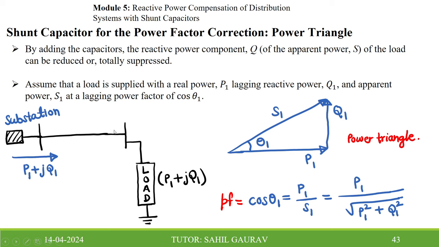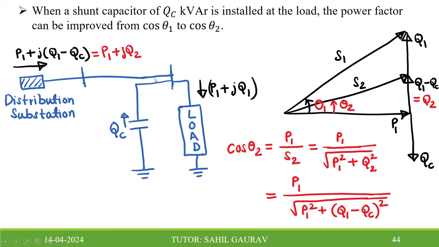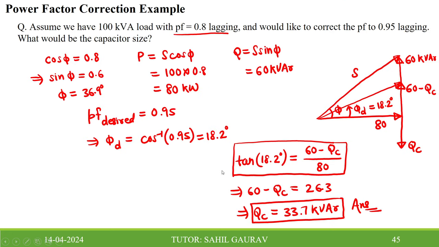Now we are moving to the next module, that is reactive power compensation of distribution systems with shunt capacitors. I think you are well familiar with this type of compensation with the help of shunt capacitors. This is the power triangle, and from this power triangle you can find the power factor. If you do reactive power compensation with shunt capacitors, you can see how the reactive power changes, and find the power factor from this power triangle. So this is an example of power factor correction.